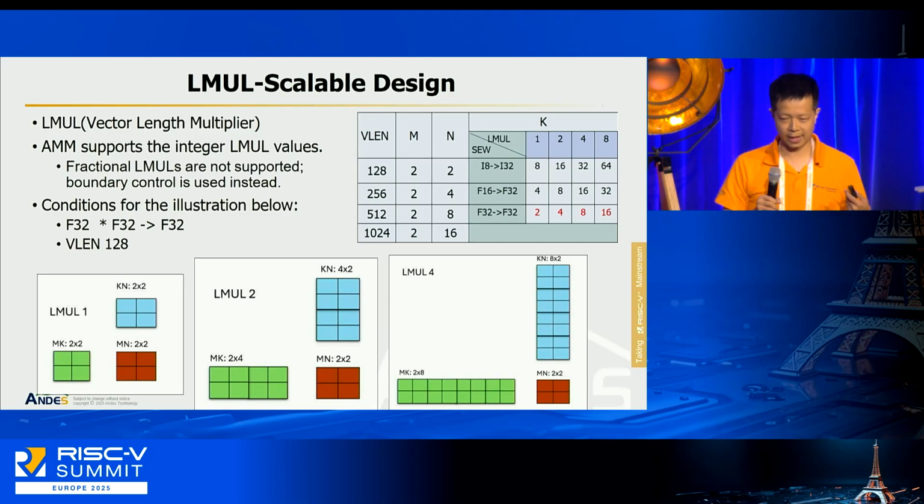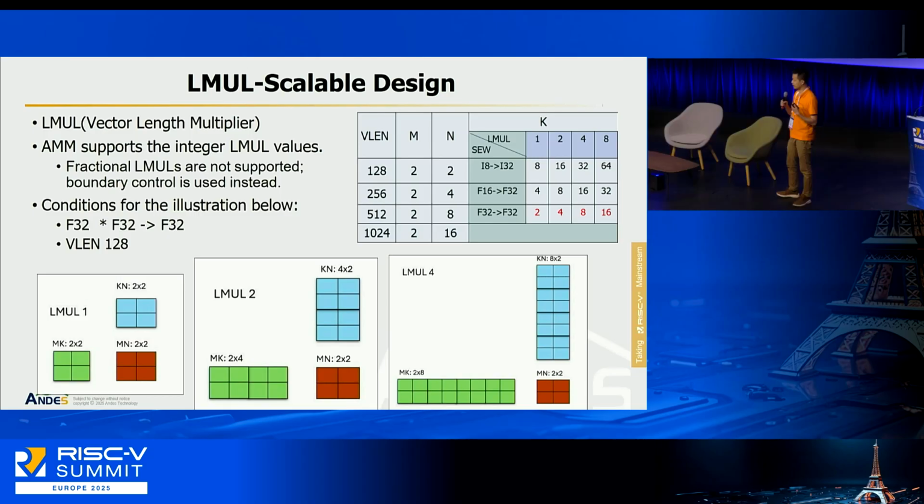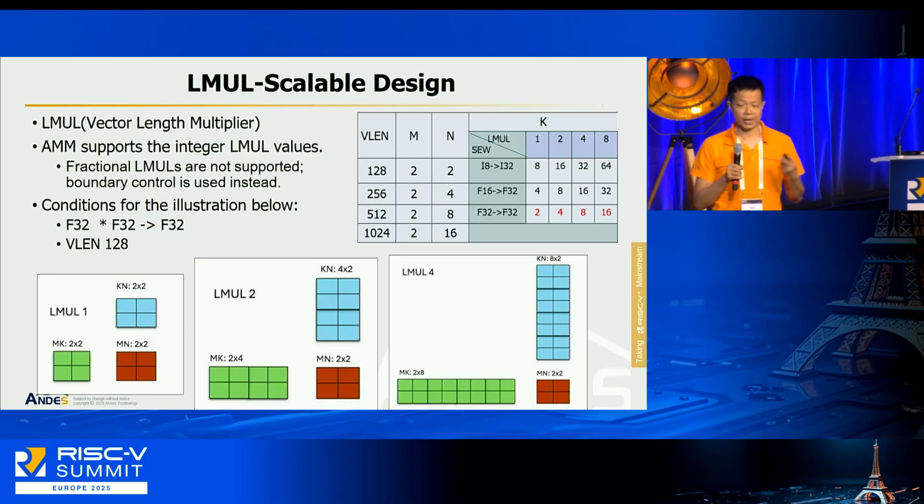So consider F32 again, and VLEN 128. This time, the only thing that changes with LMUL is the dimension K. When LMUL doubles, K also doubles. So this design allows AMM to process more data in parallel along the dimension K.